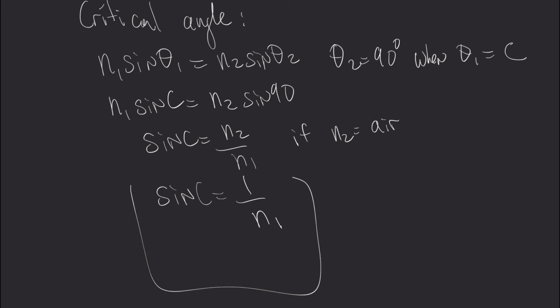If n2 is equal to air, we get that sine of the critical angle is 1 over whatever the original refractive index was, n1. Let's have a circuit in which we have some total voltage and then two capacitors, let's say C1 and C2, with a voltage across them V1 and V2.